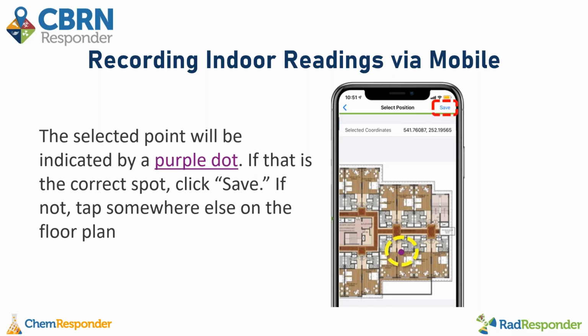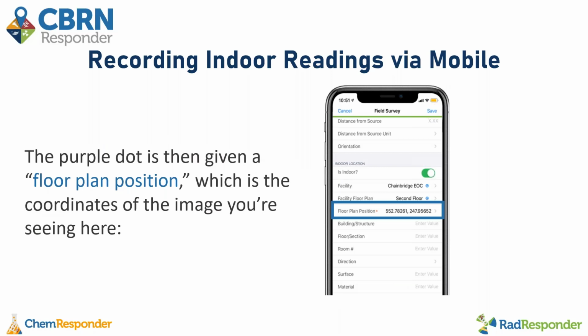The selected point will be indicated by a purple dot, and if this is the correct spot, you're good to go. You can click Save. If not, you can just tap somewhere else on the floor plan to indicate the correct location. The purple dot is then given a floor plan position, which is the coordinates of the image, which is what you're seeing here.